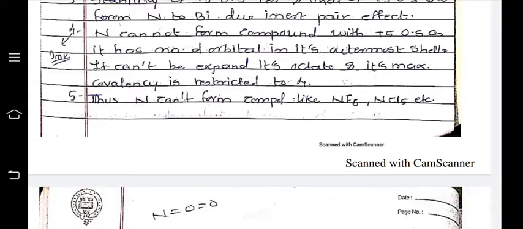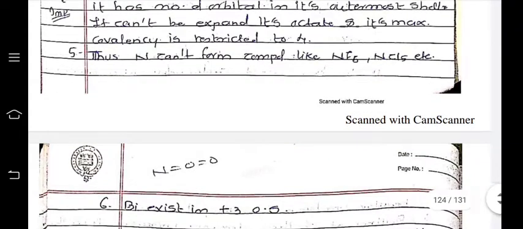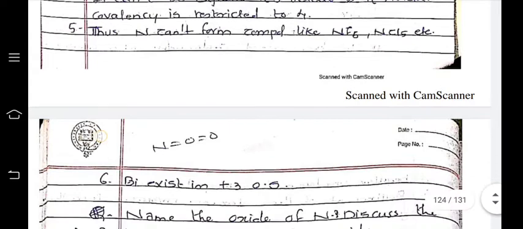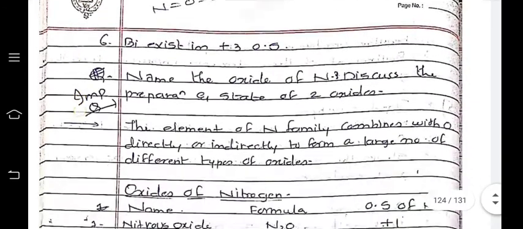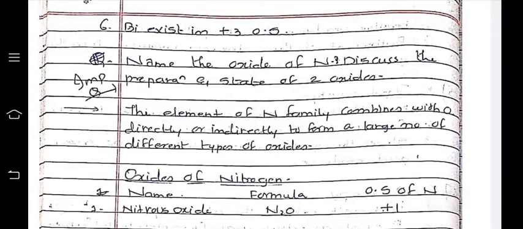Nitrogen cannot form compounds with the +5 oxidation state, as it has no d orbital in its outermost shell. It cannot expand its octet and its maximum covalence is restricted to 4. Thus, nitrogen can't form compounds like N2O5 or NCl5. Bismuth exists in the +3 oxidation state.